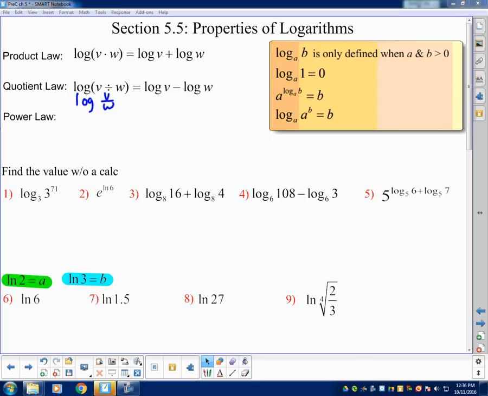And then the power law says log of v to the k is the same as or is equal to the product of k times log of v. And this we have used in our equation solving over and over again. That has as its parallel the fact that if you have a to the m all to the n, it's equal to a to the mn. Power to power you multiply.